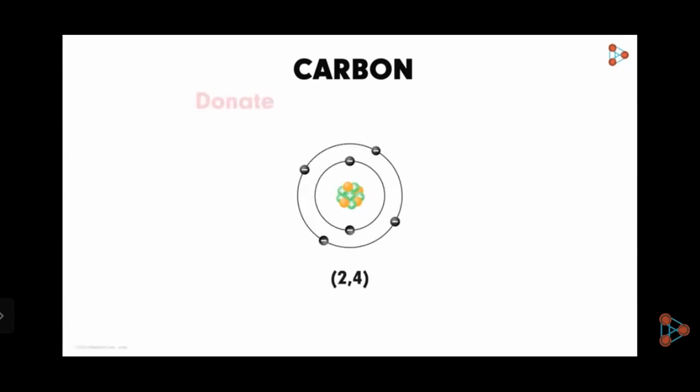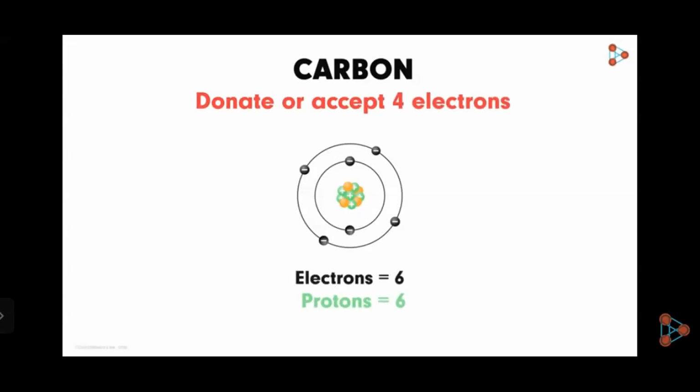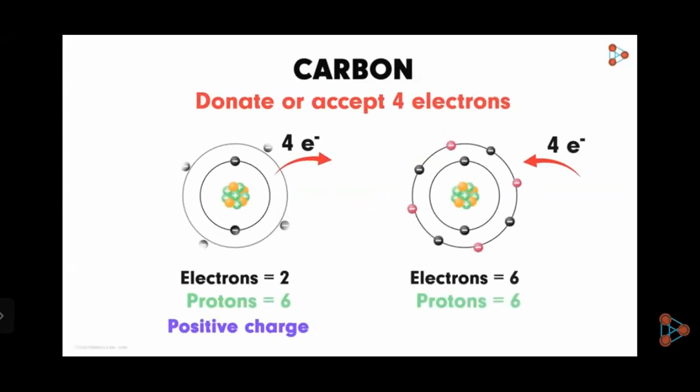That means it can either donate or accept 4 electrons to achieve a stable state. However, it's not as easy as it seems. This is because donating the 4 electrons will mean that the atom is now left with only 2 electrons. But the number of protons still remains the same, right? That means the atom will gain positive charge and will still be unstable. Similarly, accepting 4 electrons will also lead to a situation where the carbon atom becomes negatively charged. Thus, both situations would lead to instability of the carbon atom.